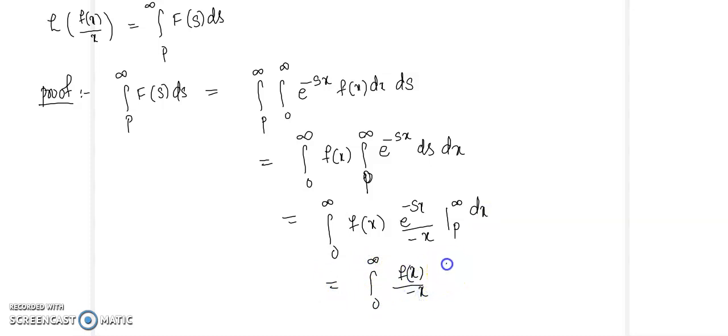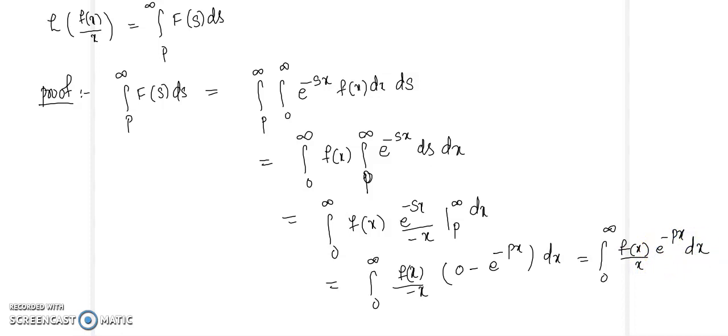So that is the integral from 0 to infinity of f(x) by minus x. Now upon applying the limit, e raised to minus infinity is 0, minus e raised to minus px. So that is the integral from 0 to infinity. So here the minus sign will cancel off, and you will get f(x) by x e raised to minus px dx.